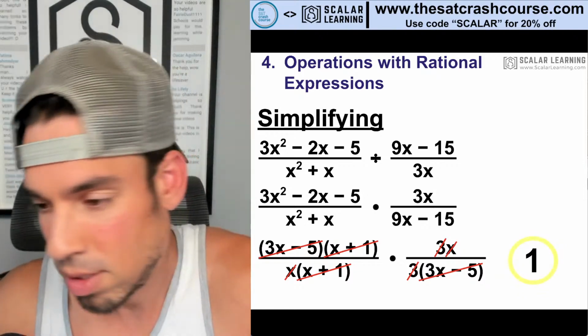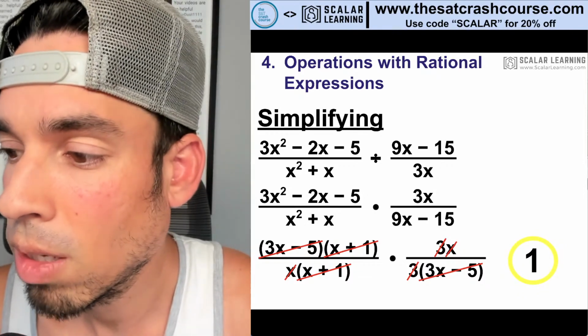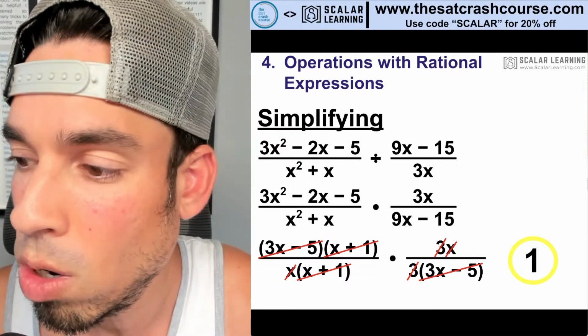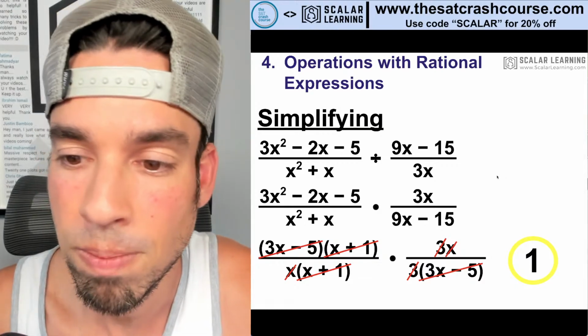And when everything cancels out, meaning the top and the bottom are exactly the same, we're left with 1. So in this case, this whole thing moves to 1, and that's how you get it. Boom, done.